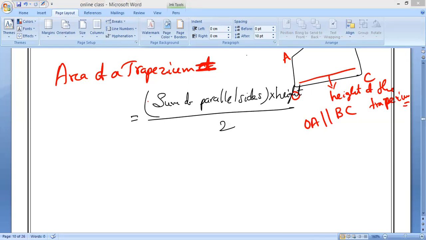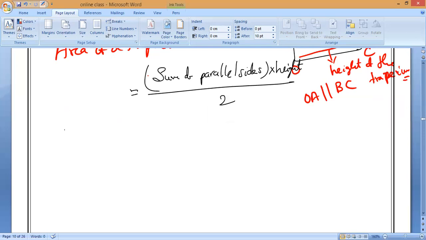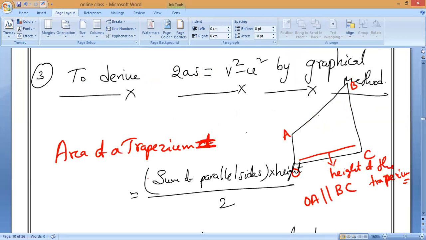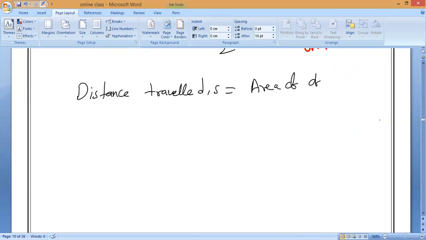Yes. Sure. So now, this area of a trapezium is only called what? Distance traveled. Yes, distance traveled, S, is equal to the area of a trapezium. What is the area of a trapezium here? Area of OABC. Is it okay, guys? Area of OABC. Now, tell me, what is the area of OABC?